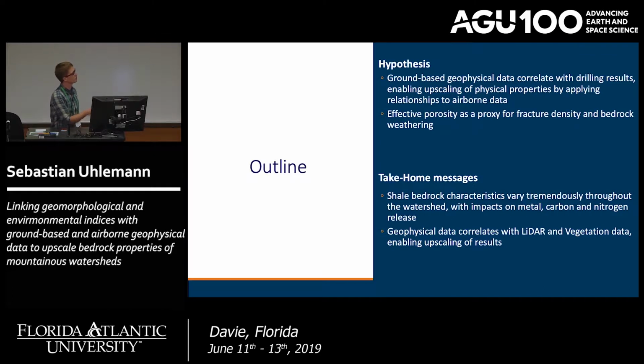Take-home messages before I start. What we will see in the next few slides is that although the East River Basin, so I'm only going to talk about the East River bit, is mapped nearly entirely to be sitting on Mancos Shale, this Mancos Shale is varying tremendously throughout the watershed, which of course then has impacts on release and storage of metal, carbon, and nitrogen. And what we also see is that the geophysical data surprisingly well correlates with LiDAR vegetation data, which then gives us another way of upscaling results.